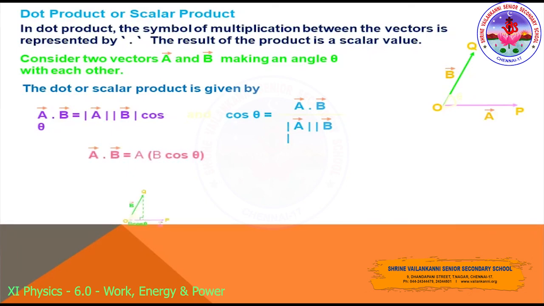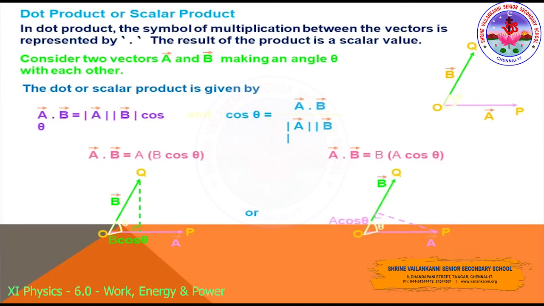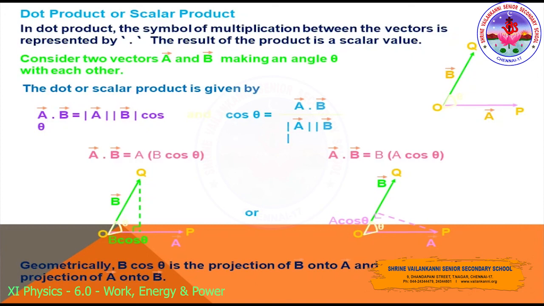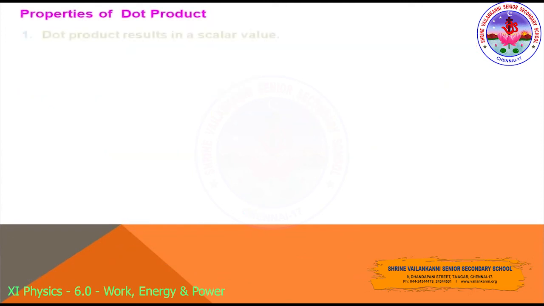Or we can say A vector dot B vector is equal to A into B cos theta in this case. Or we can say A vector dot B vector is B into A cos theta, right? So the two different cases are saying geometrically that B cos theta is the projection of B onto A, and A cos theta is the projection of A onto B. Understand? Now we'll see the properties.